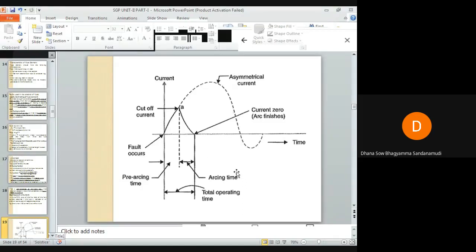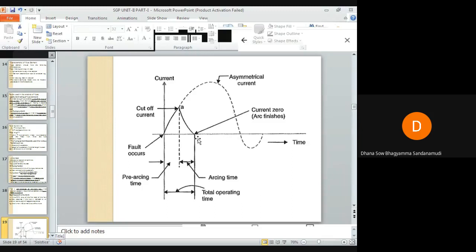This is the time between the end of the pre-arcing time and the instant when the arc is extinguished. So the pre-arcing time ends at point A. If you see here, the arc has initiated here, but the current is gradually reducing till this instant. At this instant, the fault current is becoming 0, meaning the arc has struck between the contacts of the fuse and it has gone away.